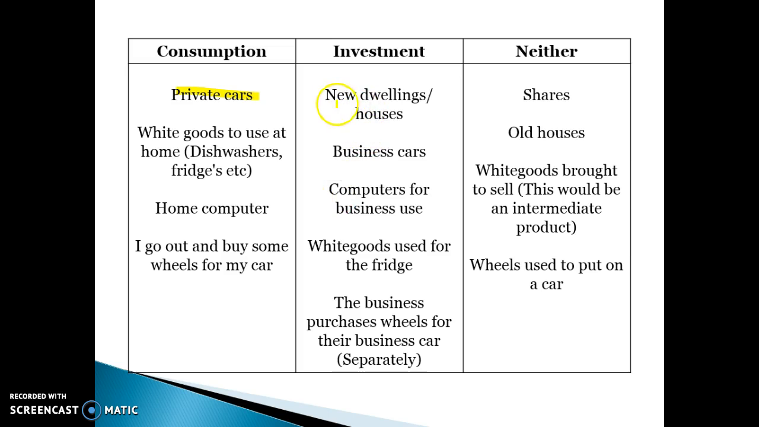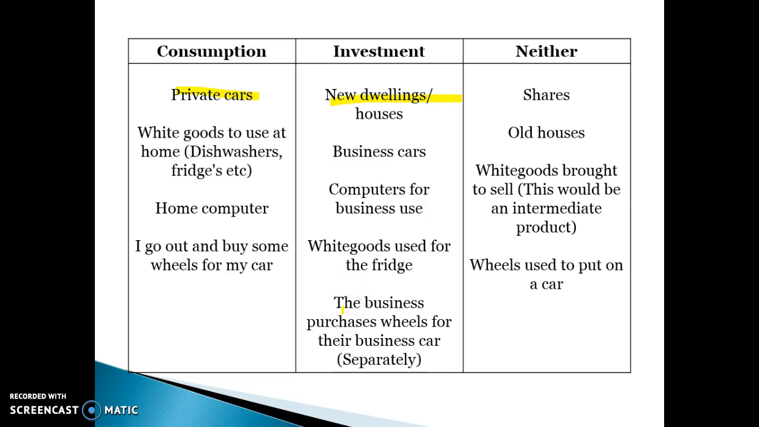Investment expenditure: spending on new houses. If we buy a car for a business that's going to be used as part of the business, then it would be investment spending. Computers for business use, white goods for use in a business. If you're working in an industry that has a kitchen, then any spending would be included in investment expenditure if it's used as part of the business.